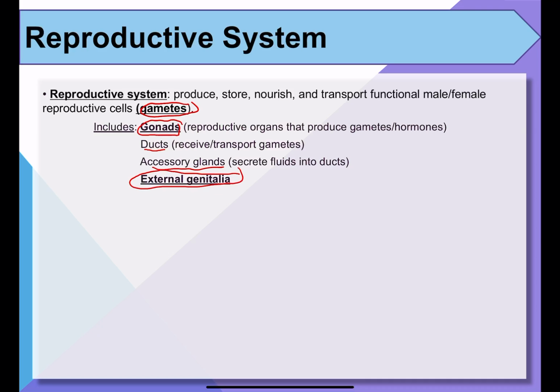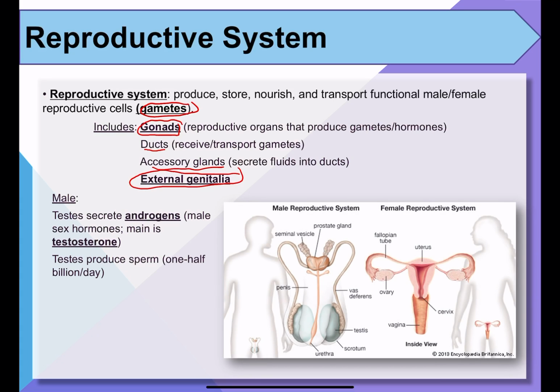Okay. So for males, the testes are the main gonads that produce gametes, which are sperm cells. The male sex hormones, androgens, specifically testosterone, are also produced by the testes. Males' gametogenesis process is actually very different from females. One main difference is that males can make half a billion sperm each day. Of course, that's very different from females. Thankfully, we don't have to ovulate half a billion eggs each day. That would be kind of scary.